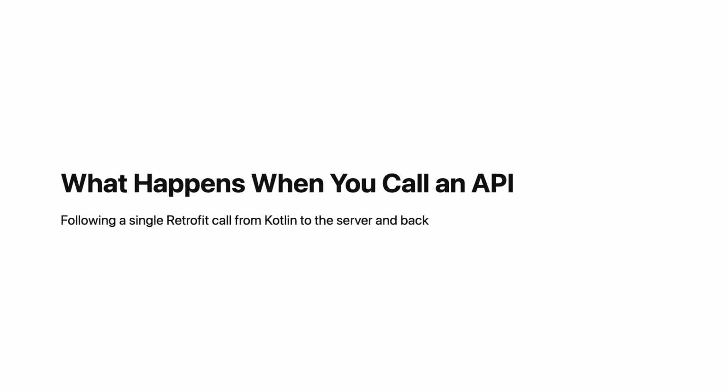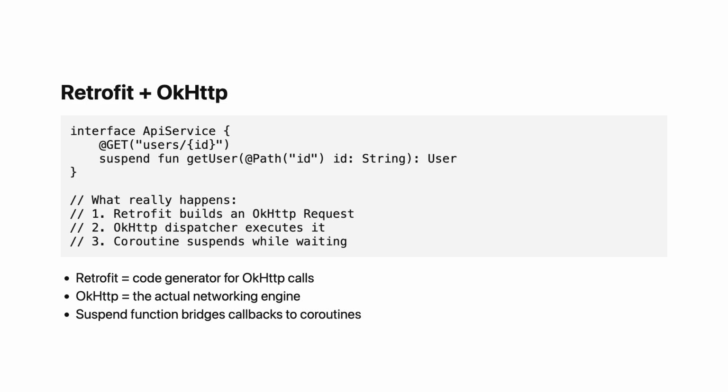You have a Retrofit interface with a suspend function, something like getUser, that returns a user object. When you call it, Retrofit does not actually know how to make network calls. It delegates everything to OkHttp. Retrofit is essentially a code generator for OkHttp calls.